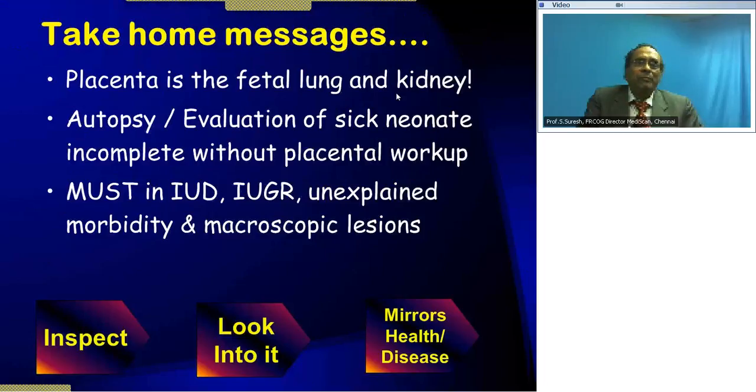So all fetuses must be accompanied by the placenta, because generally the placenta travels with the baby, and even if the baby is normal, the placenta should still be examined because, for example, nearly 30% of chorioangiomas are only seen after the delivery. It may not be seen antenatally. You must examine the placenta whenever there is an unexplained intrauterine death, growth restriction, and also any unexplained morbidity, and also look at macroscopic lesions.